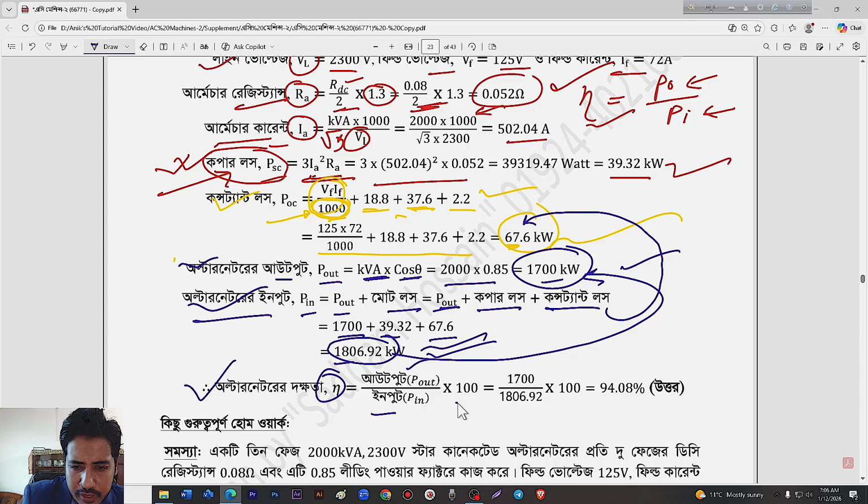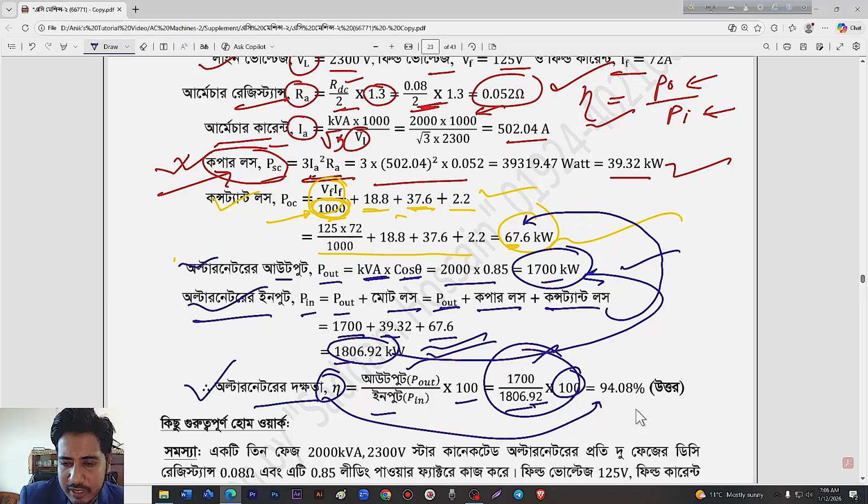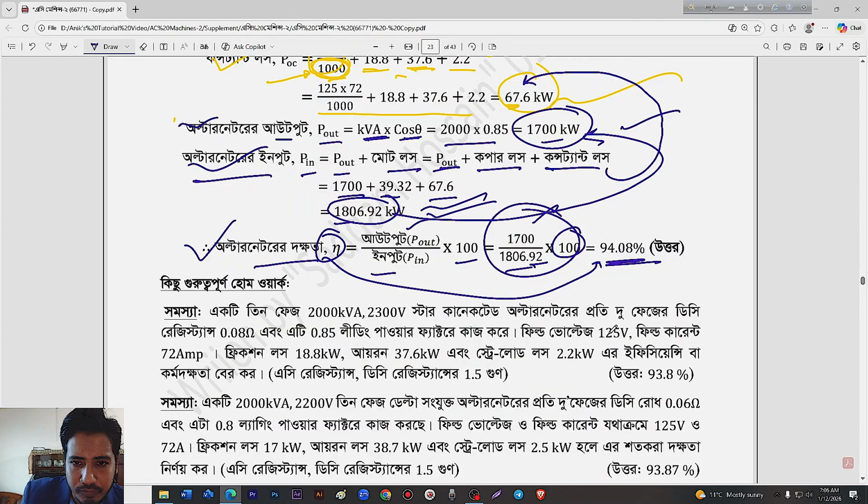The efficiency of the alternator will be output power divided by input power into 100%, equals 1700 upon 1806.92 into 100%, and from this calculation we get the alternator efficiency of 94.08%. This is a very good alternator efficiency. This is very simple, and I think it is not very tricky if you can memorize the formula that I already gave in the previous lecture.